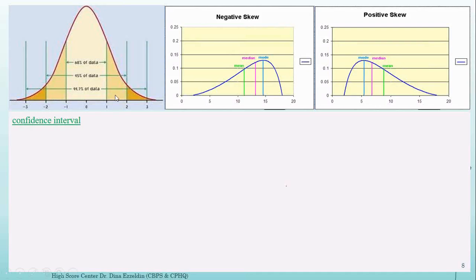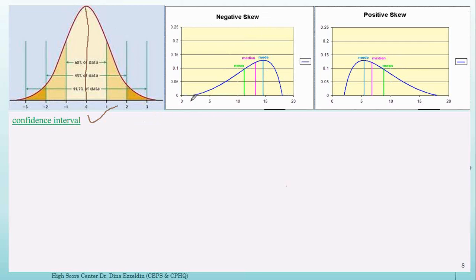This is the normally distributed data. It's a bell shape. Like we said, the median, the mode and the mean are in the middle of the data, with 50% on the right side of the mean and 50% on the left side of the mean. This is continuous normally distributed data.